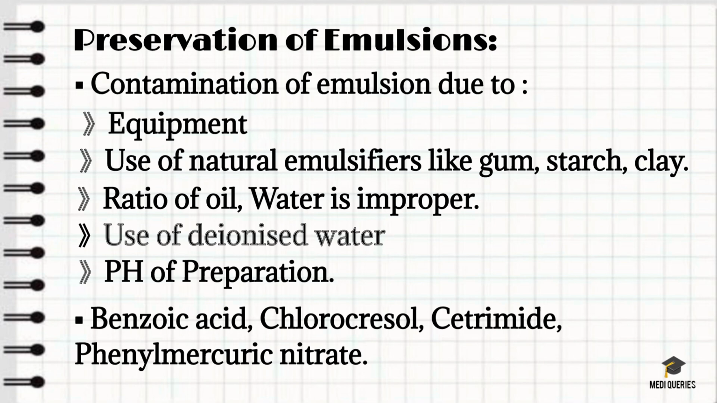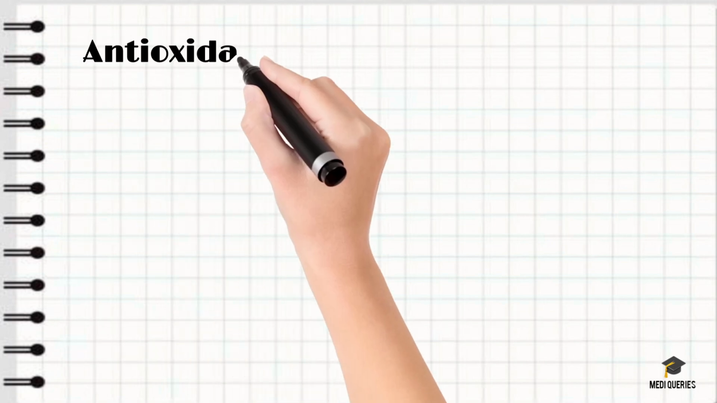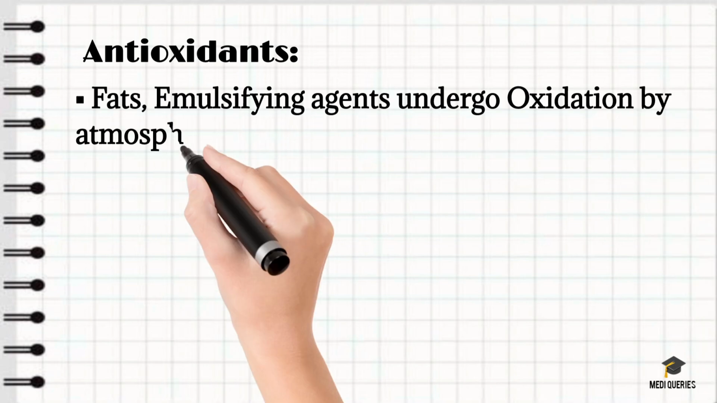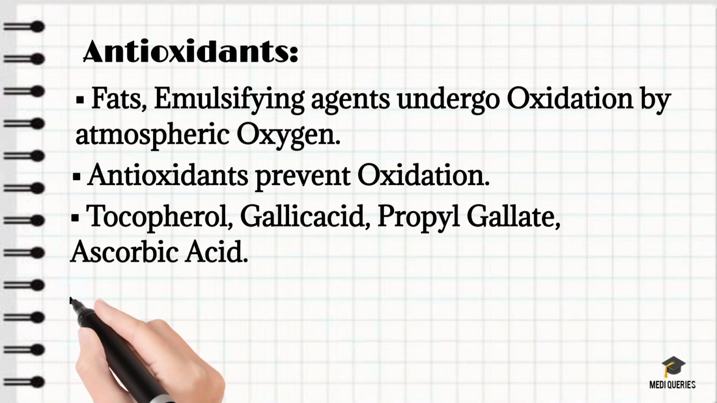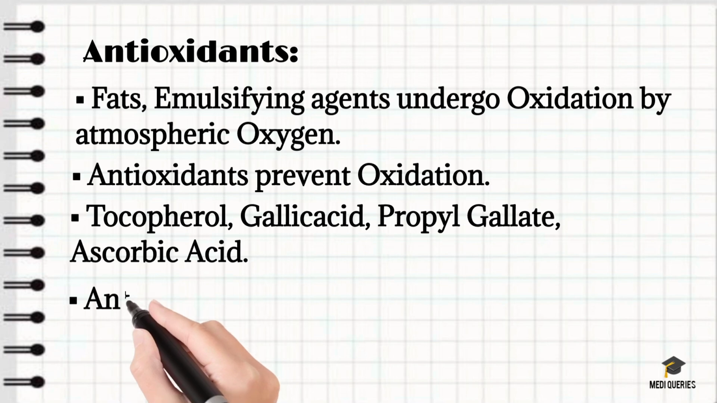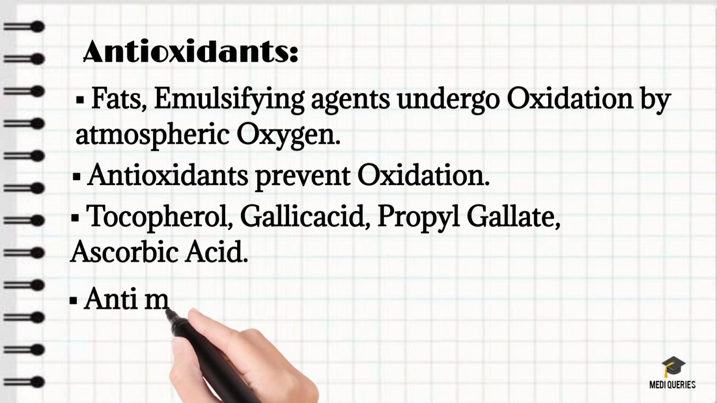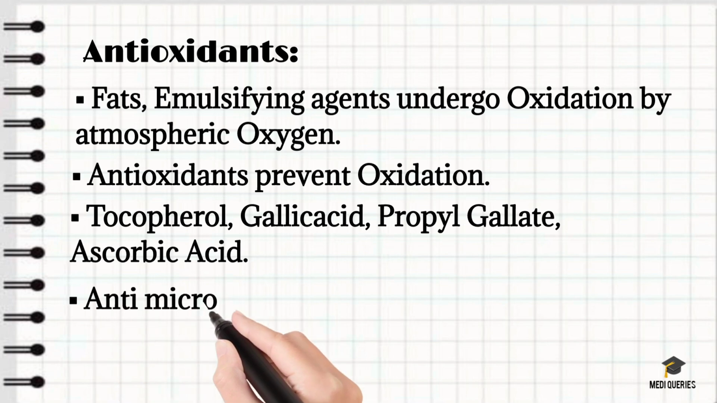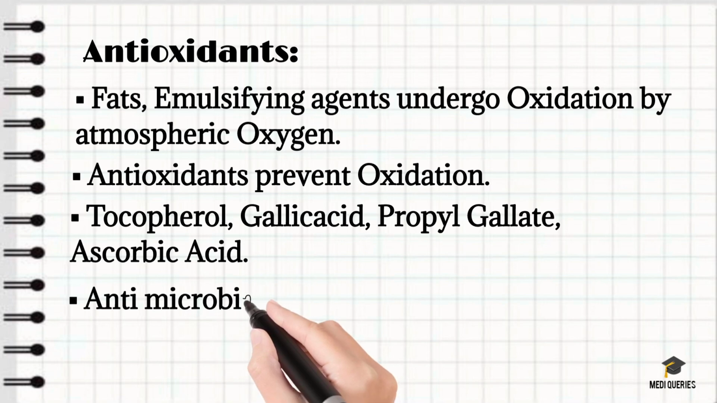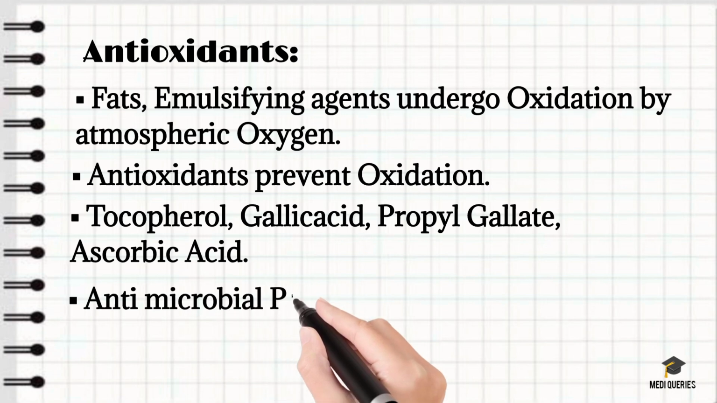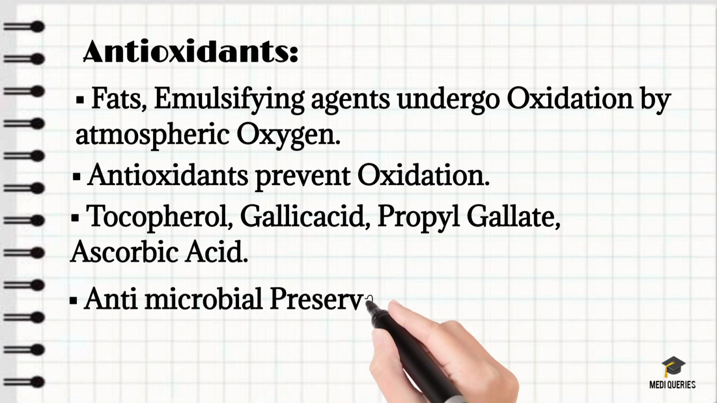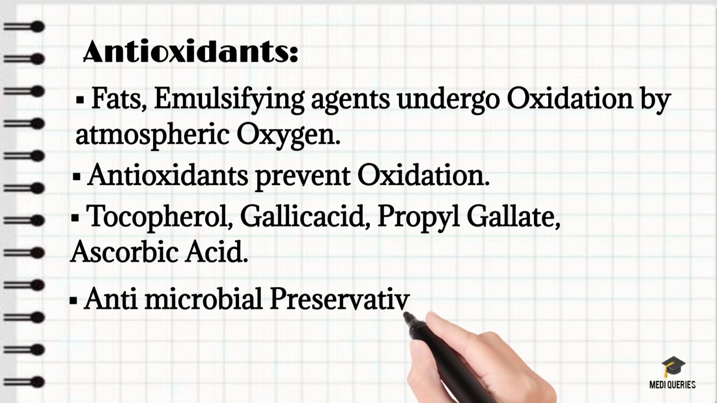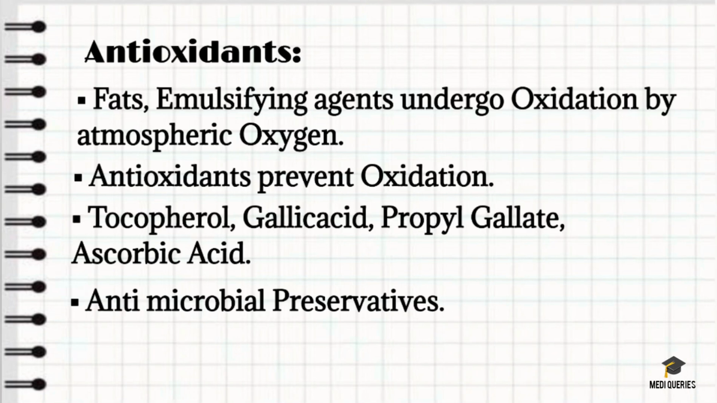During storage of the emulsions, the fats obtained from vegetables and some animal sources and emulsifying agents such as wool fat, wool alcohol undergo oxidation by atmospheric oxygen. So this can be avoided by using an antioxidant such as tocopherol, gallic acid, propyl gallate, ascorbic acid. Sometimes oxidation occurs due to the enzymes produced by the microorganisms also. So such problems should be prevented by adding suitable antimicrobial preservatives.